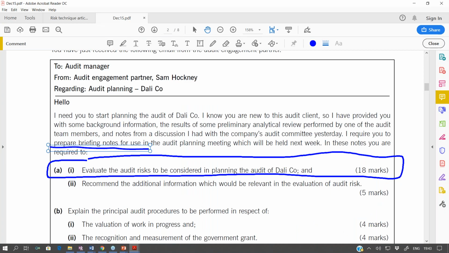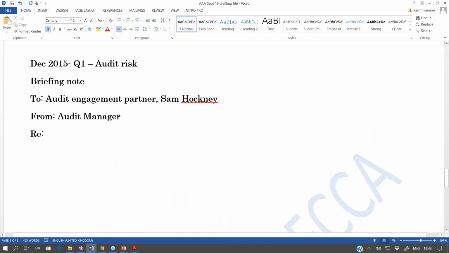See the subject matter. Audit planning Dali company. It will remain the same. So audit planning Dali company will become the reply. So we're setting the briefing note, right? And the very first paragraph of the briefing note is the introduction. And under the introduction, you need to start writing the answer.